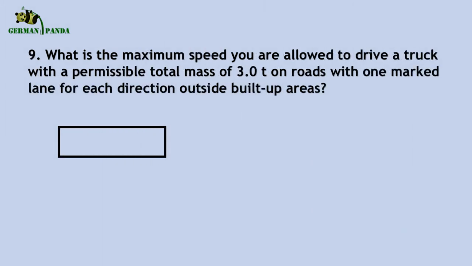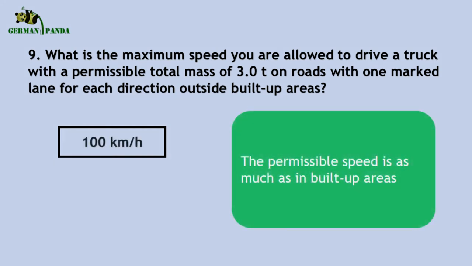What is the maximum speed you are allowed to drive a truck with a permissible total mass of 3 tons on roads with one marked lane for each direction outside build-up areas? 100 km per hour. The permissible speed is as much as in built-up areas.